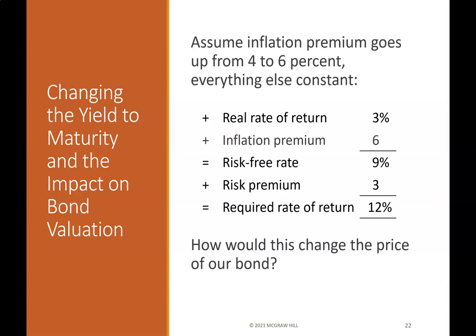Changing the yield to maturity and the impact on bond valuation. Assume the inflation premium goes up from 4 to 6%, everything else constant. Real rate of return 3%, inflation premium 6%, risk-free rate 9%, plus risk premium 3% equals required rate of return 12%. How would this change the price of our bond?